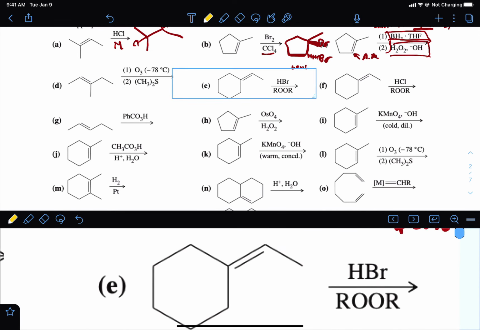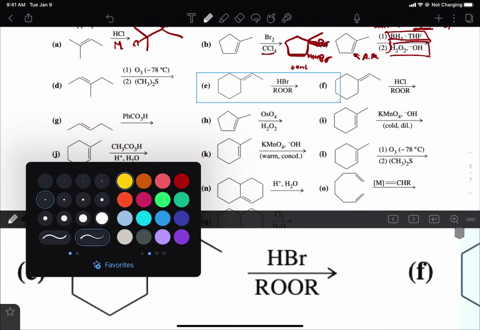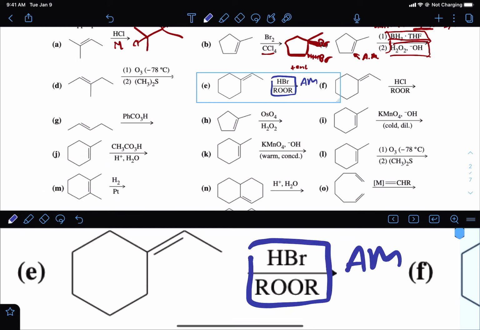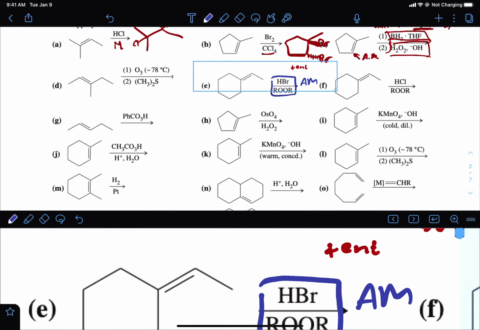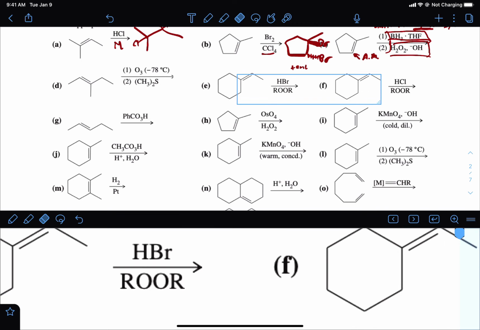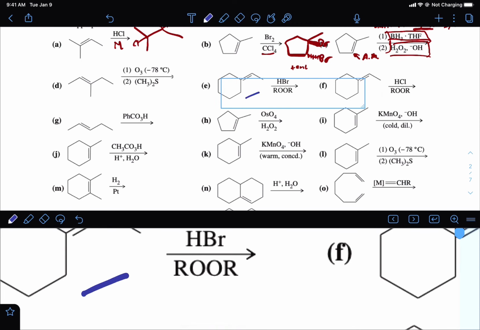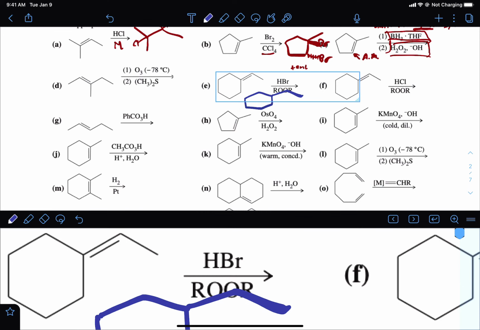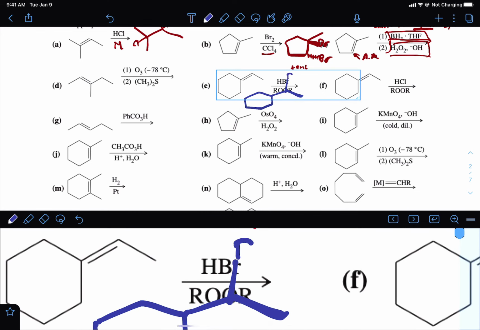Okay, next reaction, we've seen this. HBr, ROOR, right? That was anti-Markovnikov, right? So the product will use up the pi bond. Let me erase this here. I need more room. The bromine goes in the anti-Markovnikov position.